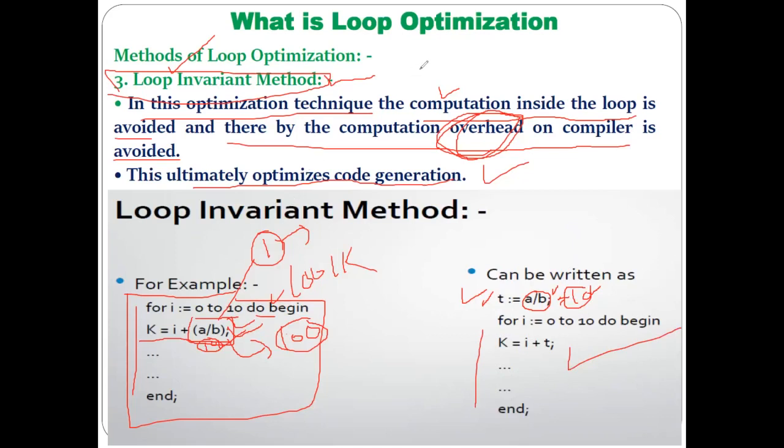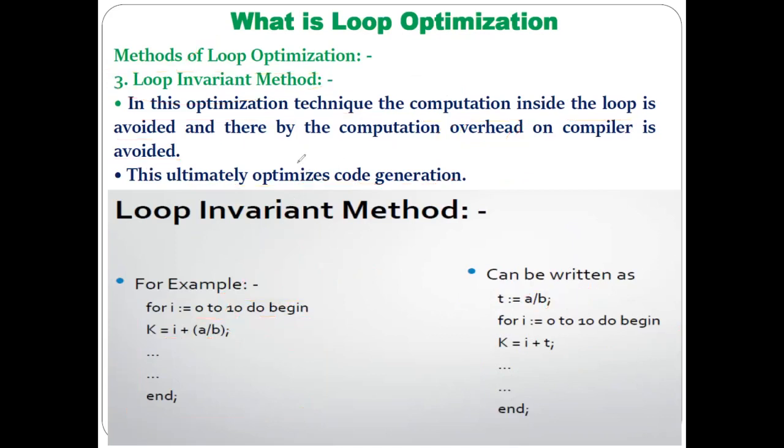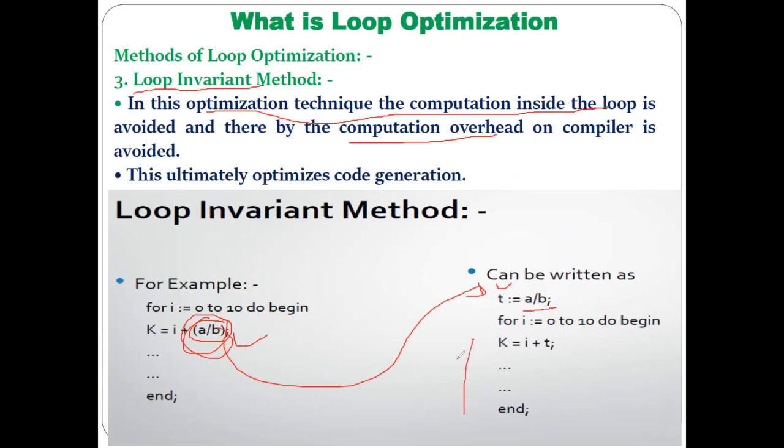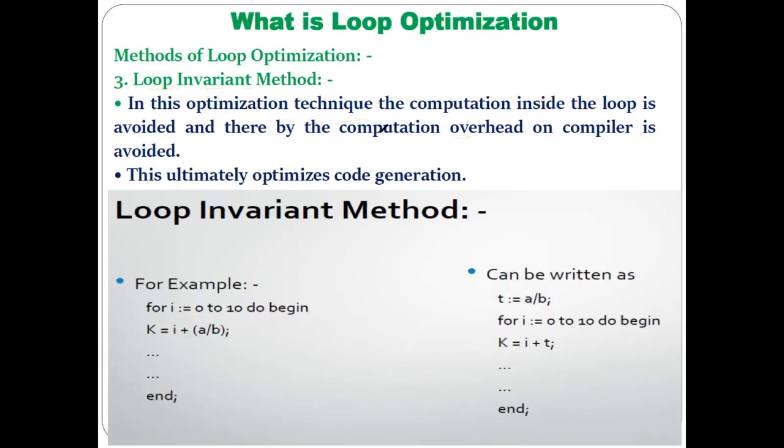So that is called the loop invariant code method, as a part of loop optimization, where we move the code which is not required inside the loop to outside the loop, and because of that the computation overhead on the compiler is avoided. Such a technique is called the loop invariant method. This computation which is happening inside the loop is avoided by calculating its result in a separate variable and using it further.